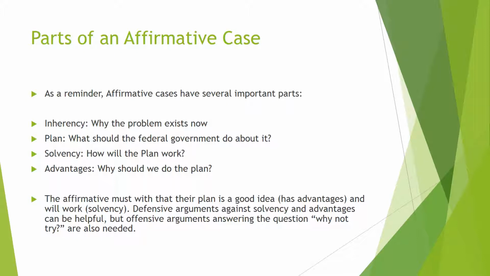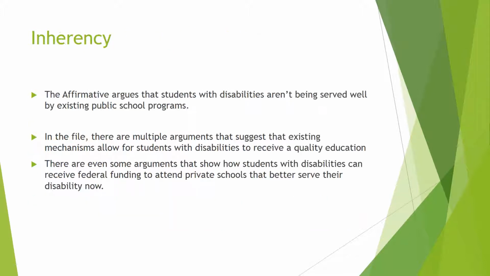The affirmative must argue that their plan is a good idea, having advantages, and that it has solvency, or that it will work. Defensive arguments against solvency and to take out advantages can be helpful, but ultimately, offensive arguments answering the question, why not try, are also needed in order to win the debate on the negative.